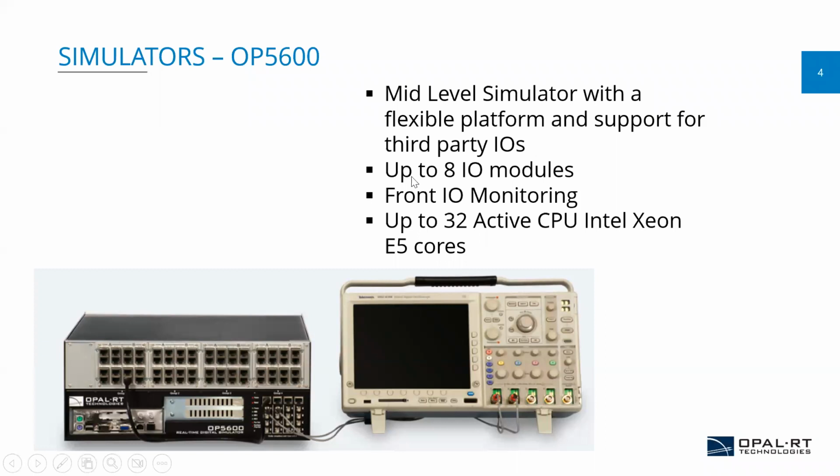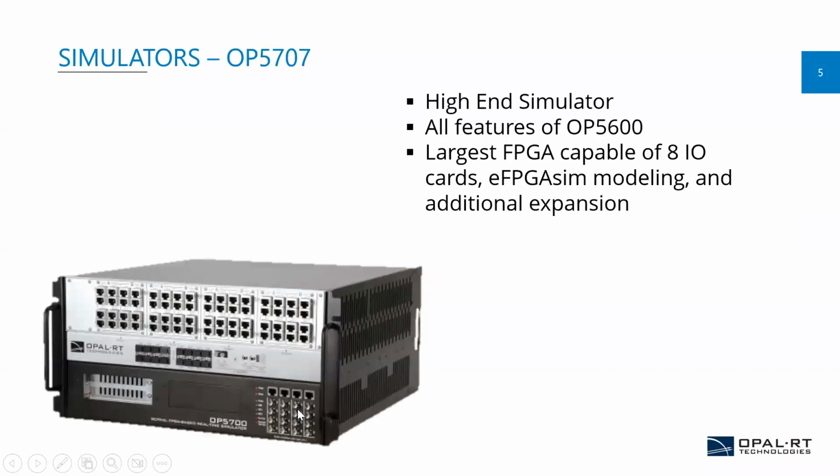If in future you can expand it up to 32 active CPU cores. And in 5600, you have 8 IO cards. Here is one feature. You can connect from here to here through Ethernet cable, and you can see your result in DSO directly using BNC cable. And this is your 5700. All features are the same as 5600, but here you have an FPGA capable of 8 IO cards, FPGA SIM modeling. You can do FPGA SIM modeling and additional expansion.